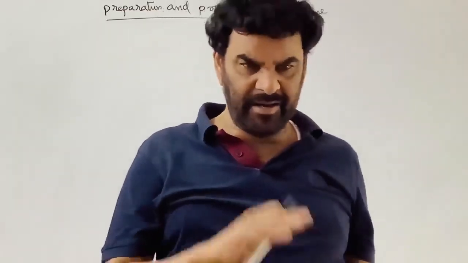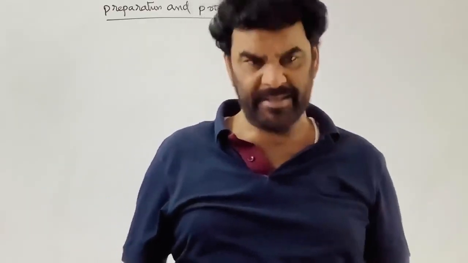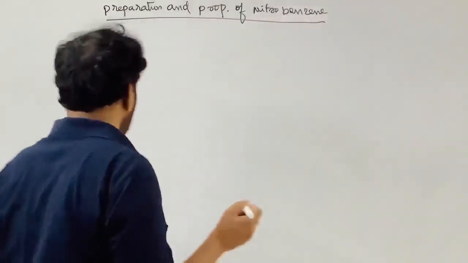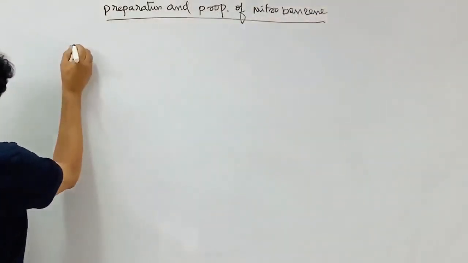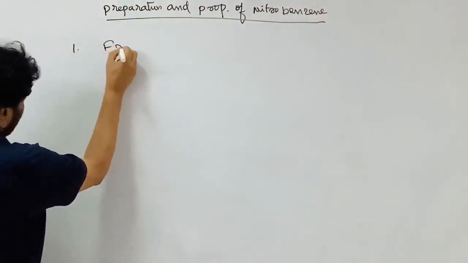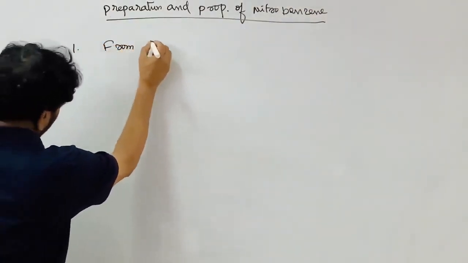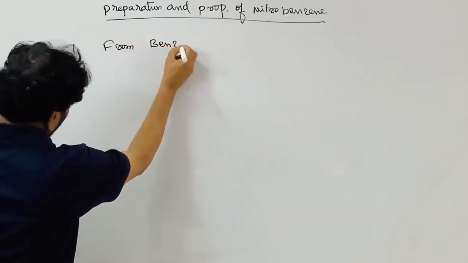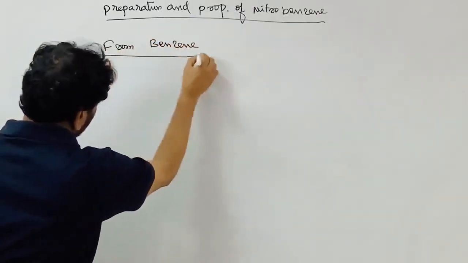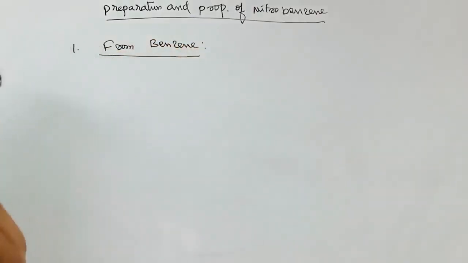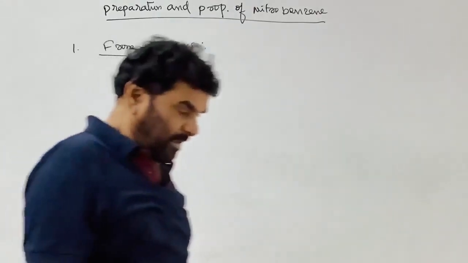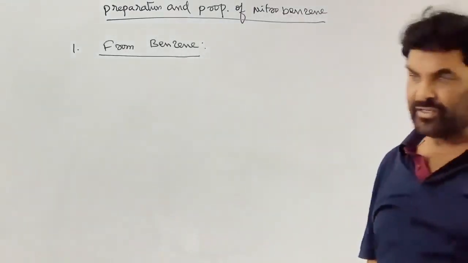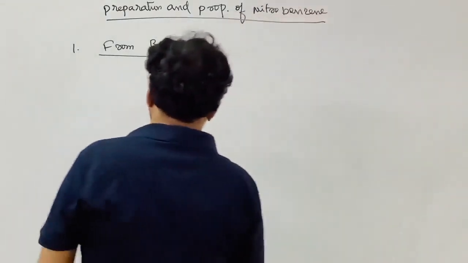Similarly, nitrobenzene can be prepared from the corresponding hydrocarbon, that is benzene. The first and last method of preparation is from benzene. This we already discussed during the electrophilic substitution reactions of the aromatic compound benzene.